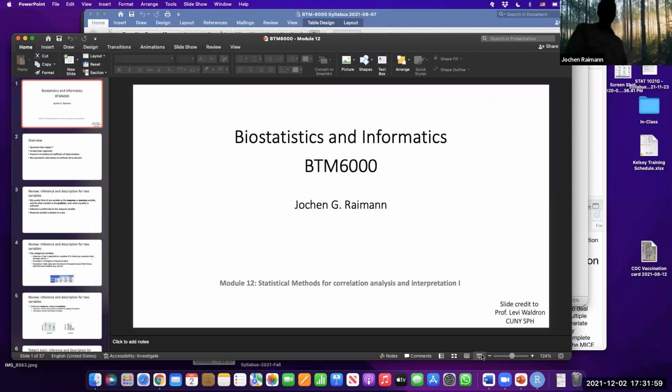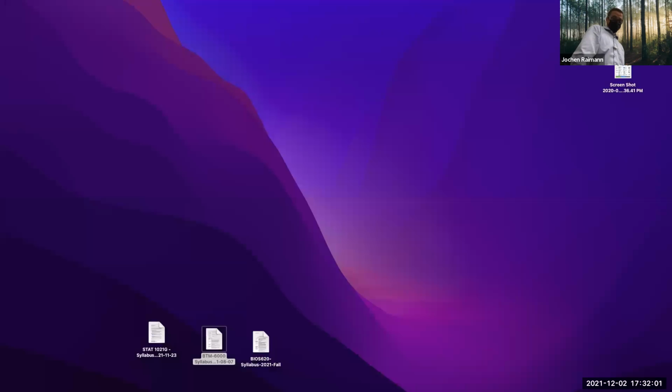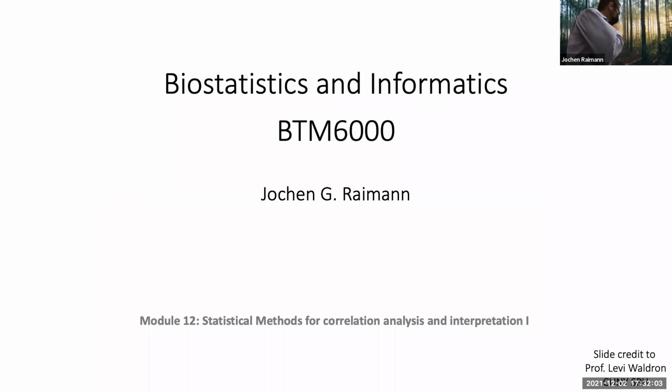So we're talking today about statistical methods for correlation analysis and interpretation. That's usually whatever a researcher gets exposed to quite early in the game. So these are things that are quite frequently used. I think linear regression is probably, next to the t-test, the most often used technique you will find in all publications. It's just really nice taking a step back.